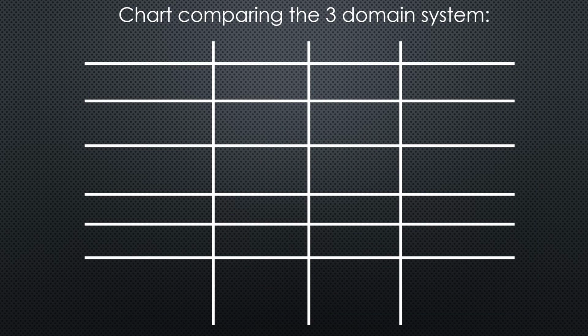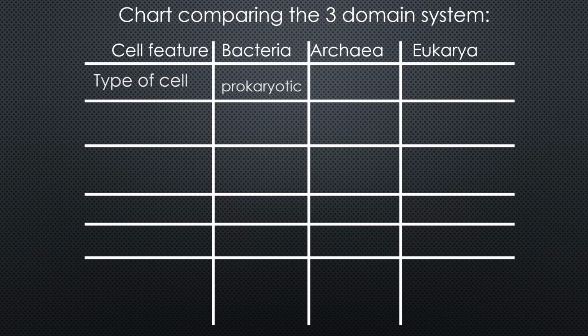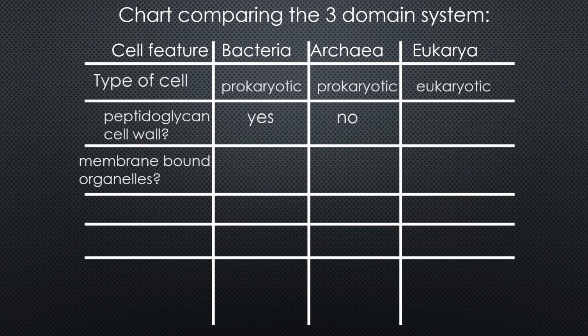So let's start looking at the cell level, comparing the three-domain system. We're going to look at the cell features as they are found in the three different domains. So for our type of cells, bacteria and archaea are both prokaryotic cells, and eukarya is eukaryotic cells. Our peptidoglycan walls, if you'll remember, were found in bacteria, not in archaea, and not in eukarya, which for some reason my little "no" doesn't pop up till later.